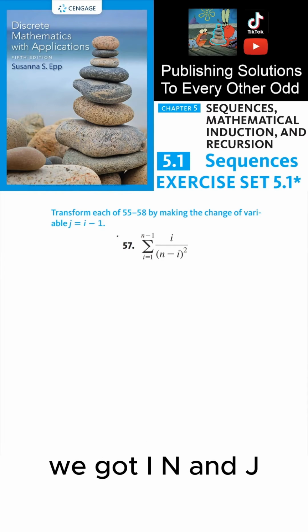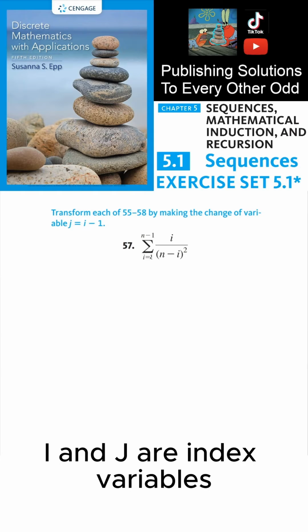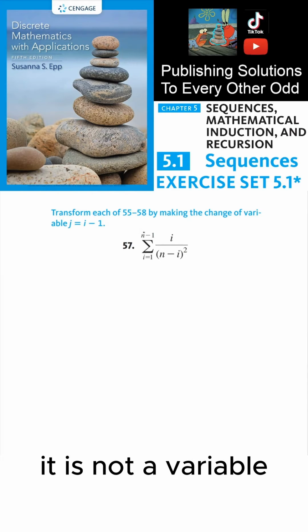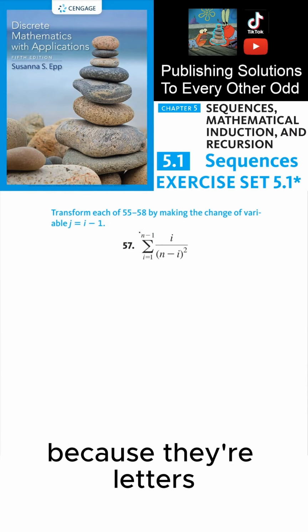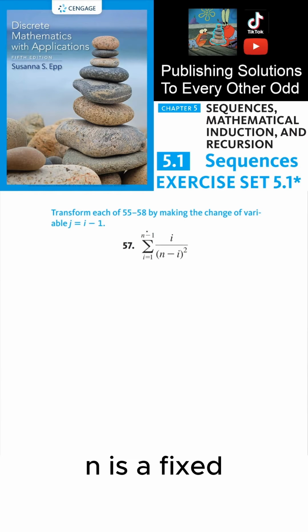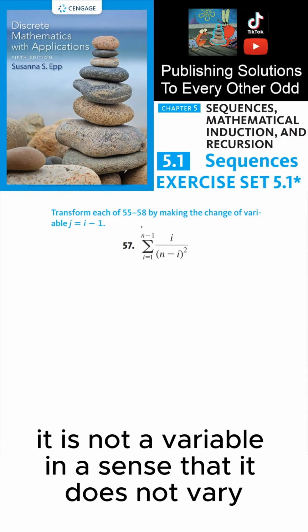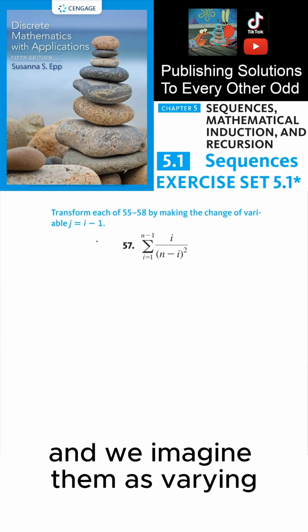We've got i, n, and j, and we have to keep track of the structure of each of these letters. For example, i and j are index variables, but n is an arbitrary fixed constant. It is not a variable. Even though it's a letter, I think all too often we get used to calling these things variables because they're letters. But in this context, n is a fixed arbitrary constant. It could be 10, it could be 20, we don't know, but we assume that it is not a variable in the sense that it does not vary. It's fixed. Whereas i and j are index variables, and we imagine them as varying.